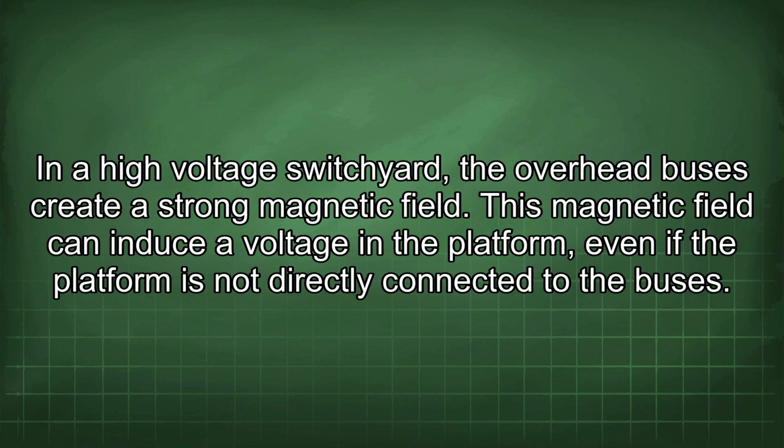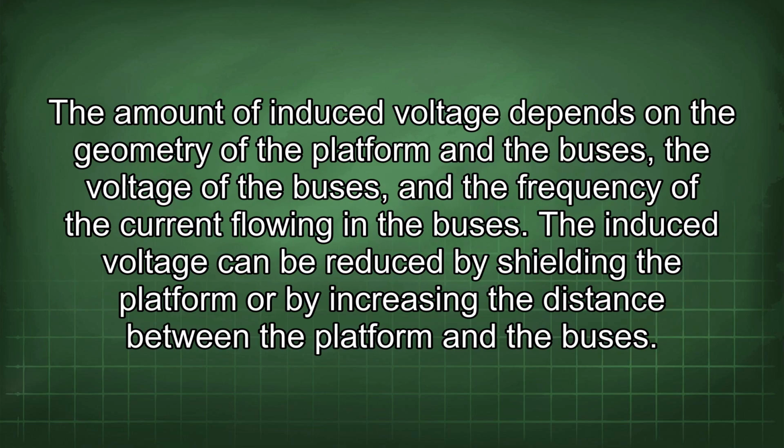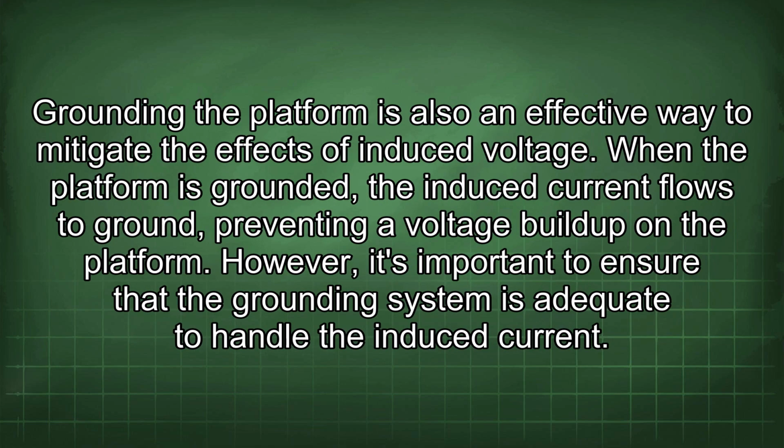This magnetic field can induce a voltage in the platform, even if the platform is not directly connected to the buses. The amount of induced voltage depends on the geometry of the platform and the buses, the voltage of the buses, and the frequency of the current flowing in the buses. The induced voltage can be reduced by shielding the platform or by increasing the distance between the platform and the buses. Grounding the platform is also an effective way to mitigate the effects of induced voltage.